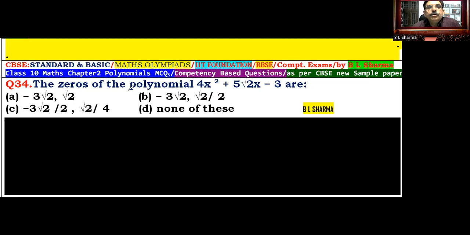The zeros of the polynomial, this is a quadratic polynomial 4x square plus 5 root 2x minus 3, will be, what we have to do, we have to factorize the given polynomial by splitting the middle term. So 4x square plus 6 root 2x minus 1 root 2x minus 3.